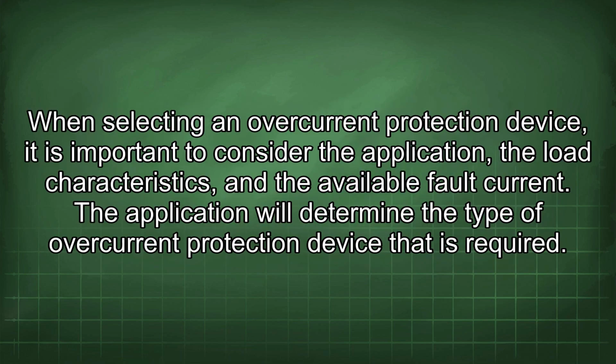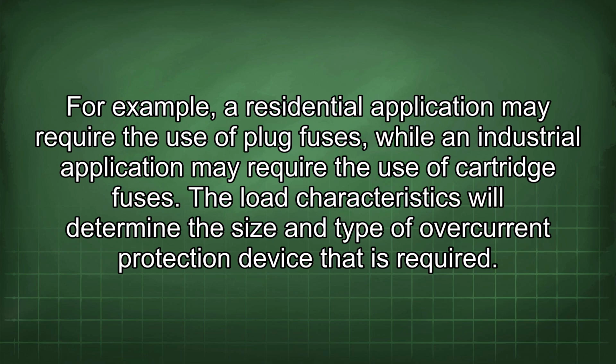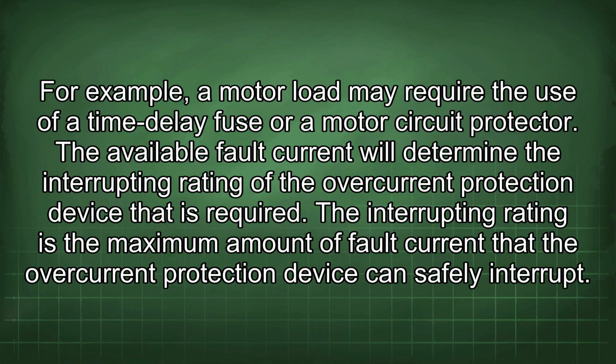When selecting an overcurrent protection device, it is important to consider the application, the load characteristics, and the available fault current. The application will determine the type of overcurrent protection device that is required. For example, a residential application may require the use of plug fuses, while an industrial application may require the use of cartridge fuses. The load characteristics will determine the size and type of overcurrent protection device that is required. For example, a motor load may require the use of a time delay fuse or a motor circuit protector.